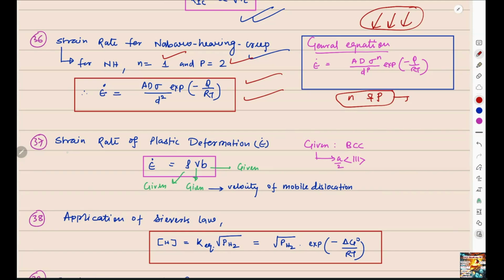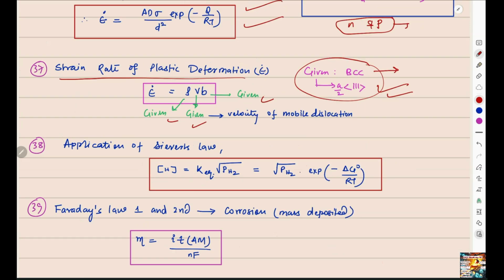The next question is the strain required for plastic deformation. This is one of the simplest questions, and the given case is BCC with the Burgers vector given. All the values are given. We just have to substitute the values and get the answer. The next question is from Sievert's law. This question seems a bit complicated and lengthy, so it is difficult to understand in the examination. But it is easy because we only have to substitute the values and get the answer.